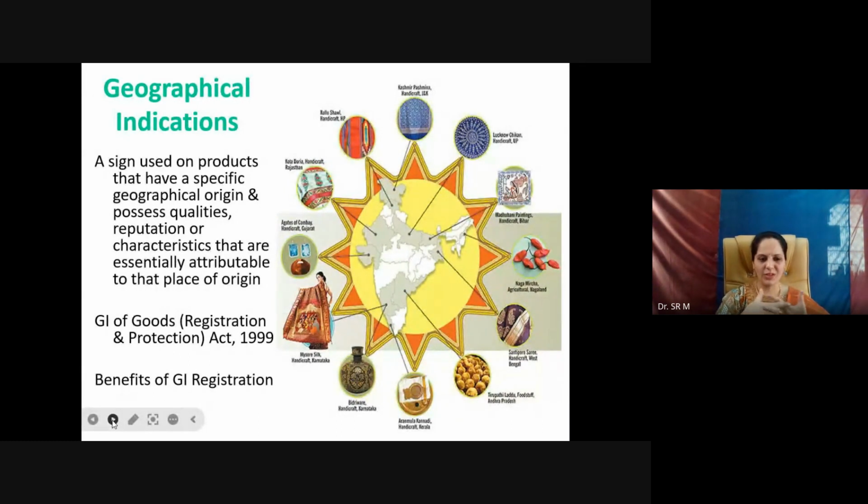You must be wondering, what are the benefits if I go for a GI registration? First and foremost, it prevents the unauthorized usage of the geographical indication by others. It also enhances the market value, the economic value of the products, right? When you associate a specific geographical origin. And it also mainly helps in preserving the traditional methods of production, thereby promoting the cultural heritage.